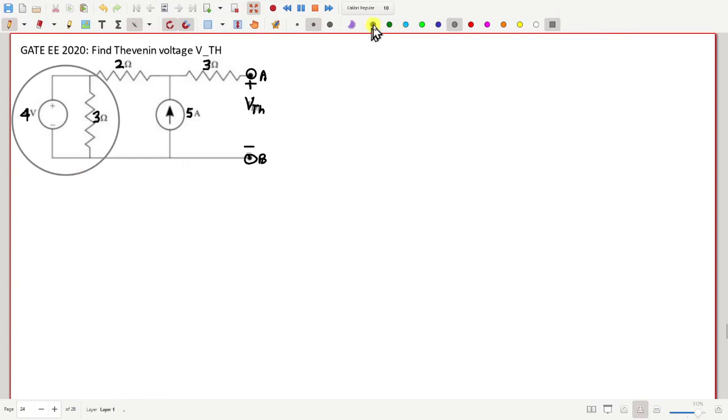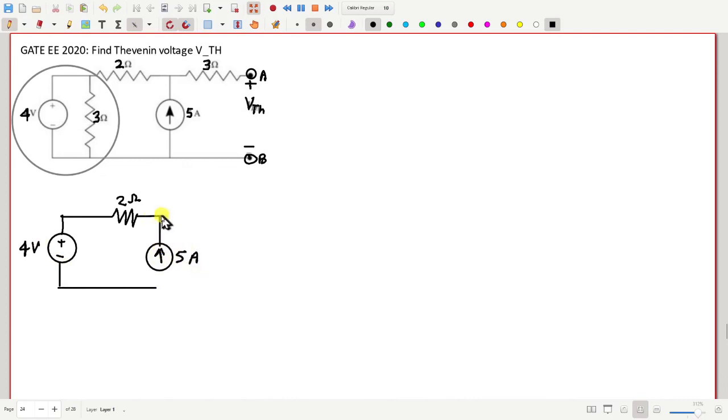So this is just equivalent to one 4-volt source and nothing in series, 0 resistance in series. And then we have this 2 ohm outside. This is 4 volt. Then here is the current source, 5 ampere. Here is 3 ohm, A, B.